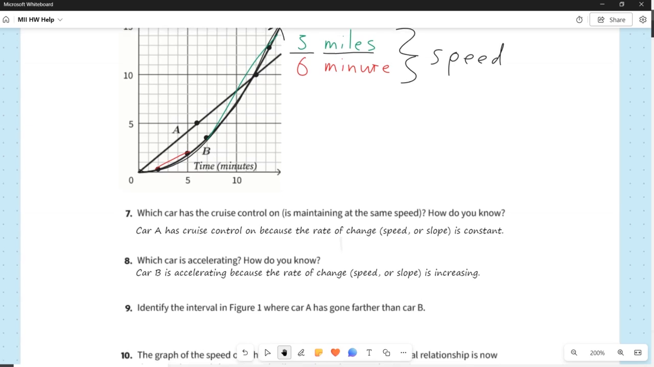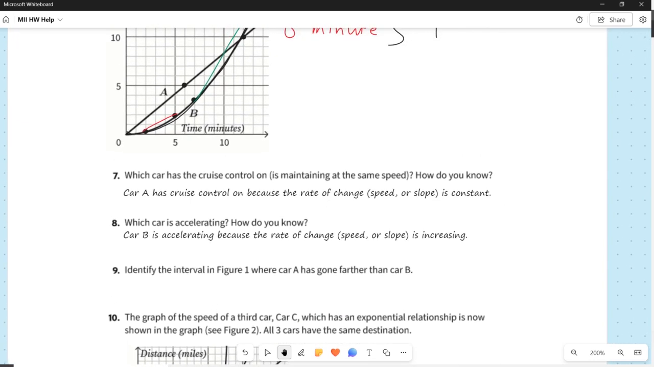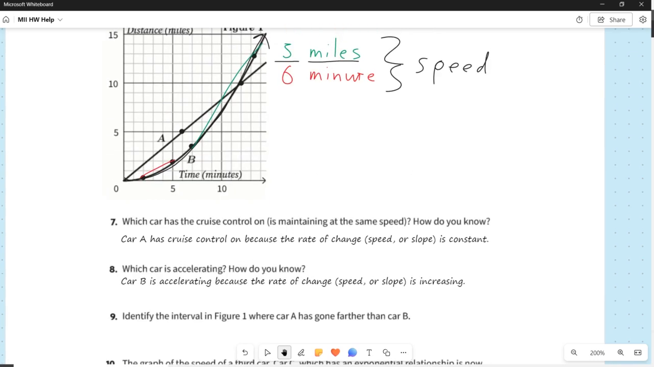Number 9, we're going to have to scroll down a little bit here. So for number 9, identify the interval in figure 1 where car A has gone farther than car B. All right, well, for this one, we just have to sort of take a look at our graph. Let me clear out some of these random scratch marks here. All right. So we're looking for what is the interval of time where A is farther than B.